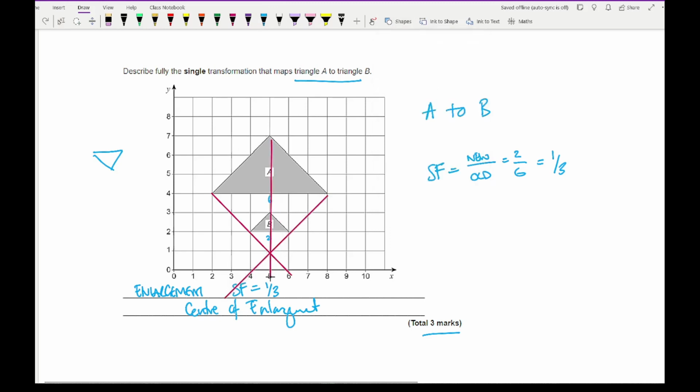And you find that triangles are often used because you don't have to use that many points. So even if you were to go through the column vector method or using lines and measurements, you should still be okay. So from this we know that the center of enlargement is going to be at 5, 1. And so we get 1 mark for enlargement, 1 mark for the scale factor being a third, and then 1 mark for the center of enlargement being 5, 1.